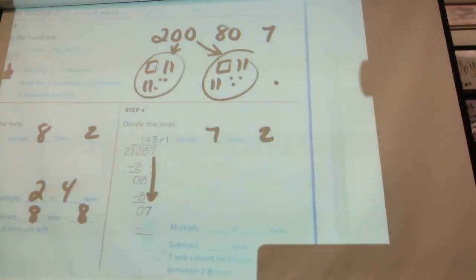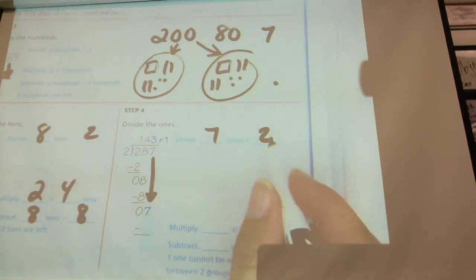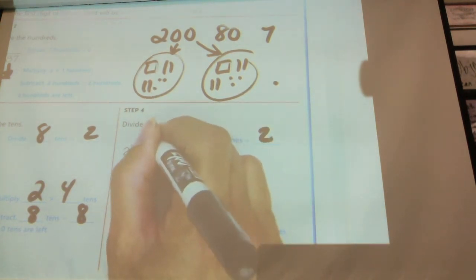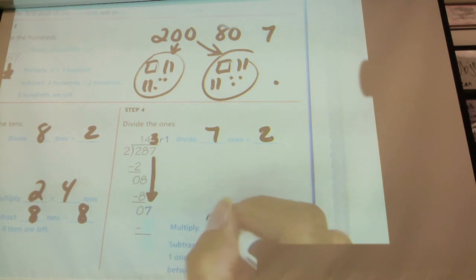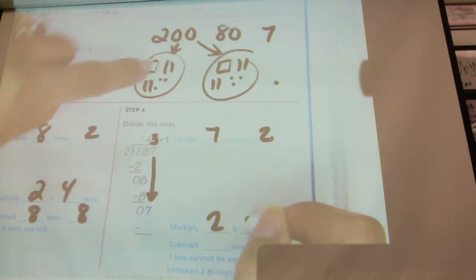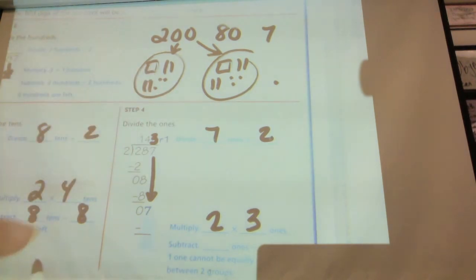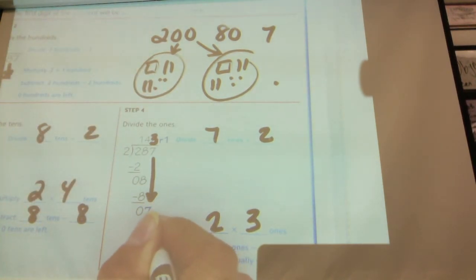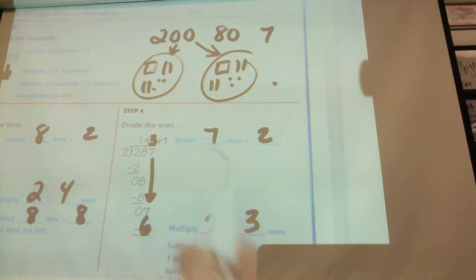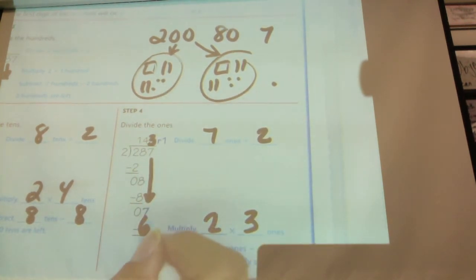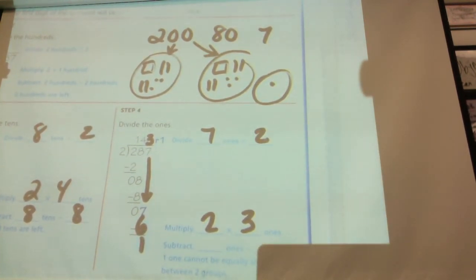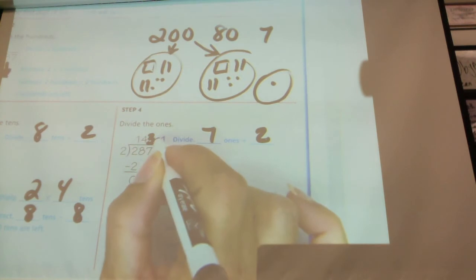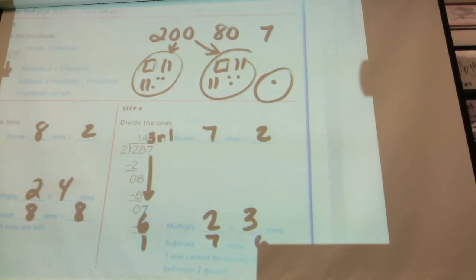So, having done my model, what was 7 divided by 2? 3. So I'm going to put my 3 up here. I'm going to multiply 2 groups times the 3 ones to find out how many ones I used. How many ones did I use? No, I only used 6. 3 here, that's 6. I'm going to subtract, and I have 1. That's all I have left over. Do you see that 1? That's all I have left over, so then we call that a what? We call it a remainder, and in this case it's remainder 1.